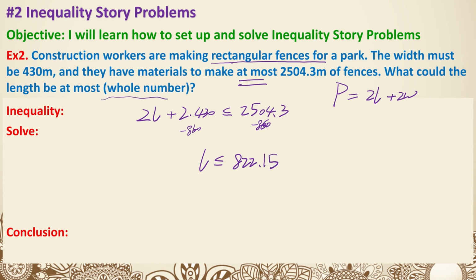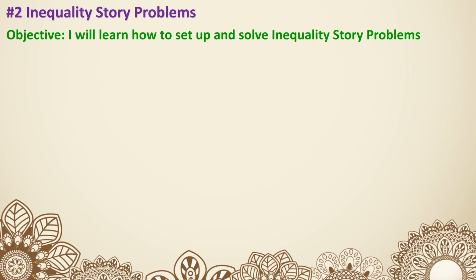Now the question already said you have to keep the whole number. So the length could at most be, you need a number that is less than or equal to 822.15, but it has to be a whole number. So 822 meters. There you go. That's example 2. You can pause here and try example 3 and example 4. They're very similar to example 1.